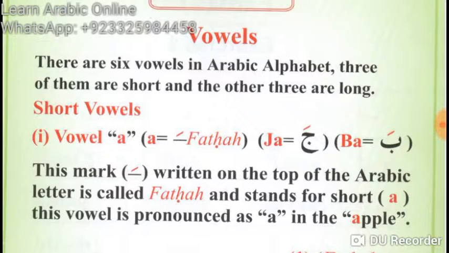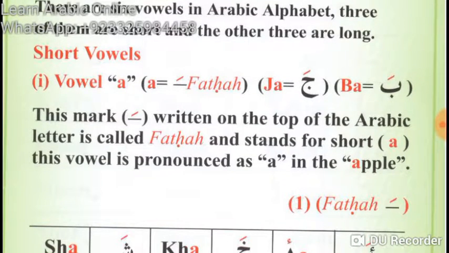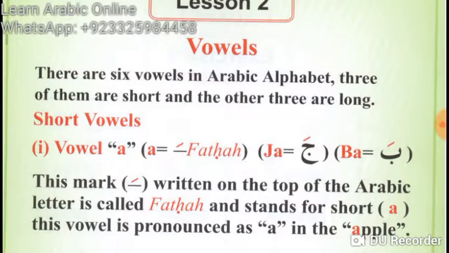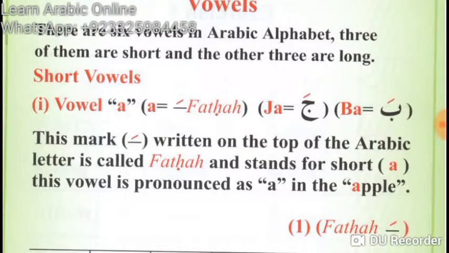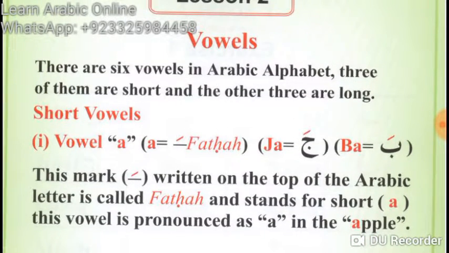Fatha a. Okay. So it says this mark is a little marking at the top of the line. It says written on the top of the Arabic letter is called fatha and stands for a short a. This vowel is pronounced as a in apple. Good. Now, where you would probably start reading would be that there are six vowels in Arabic. Good.